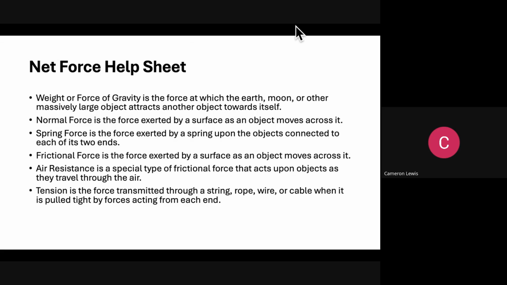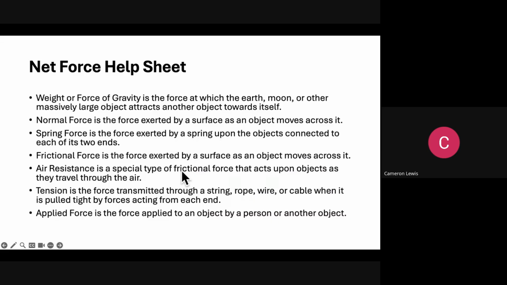Yes, this is literally that. Yes, exactly. Last one, applied force. Push, pull, person, object. Applied.